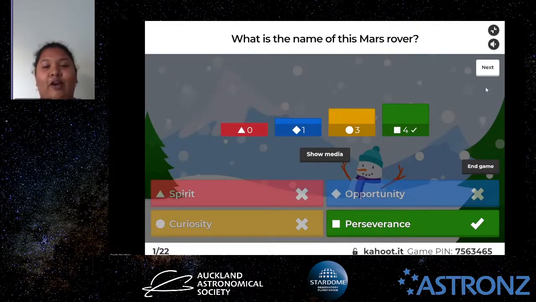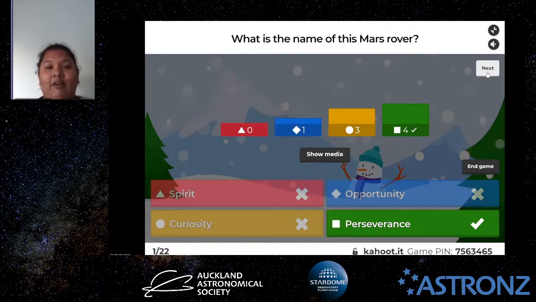Awesome, good job for those of you that got it right. This was the Perseverance rover that we have on Mars. Hopefully you were able to tell just by looking at the structure of the rover, and maybe some of you might have spotted the helicopter probe on there. But let's go on to the next question and see how we do.